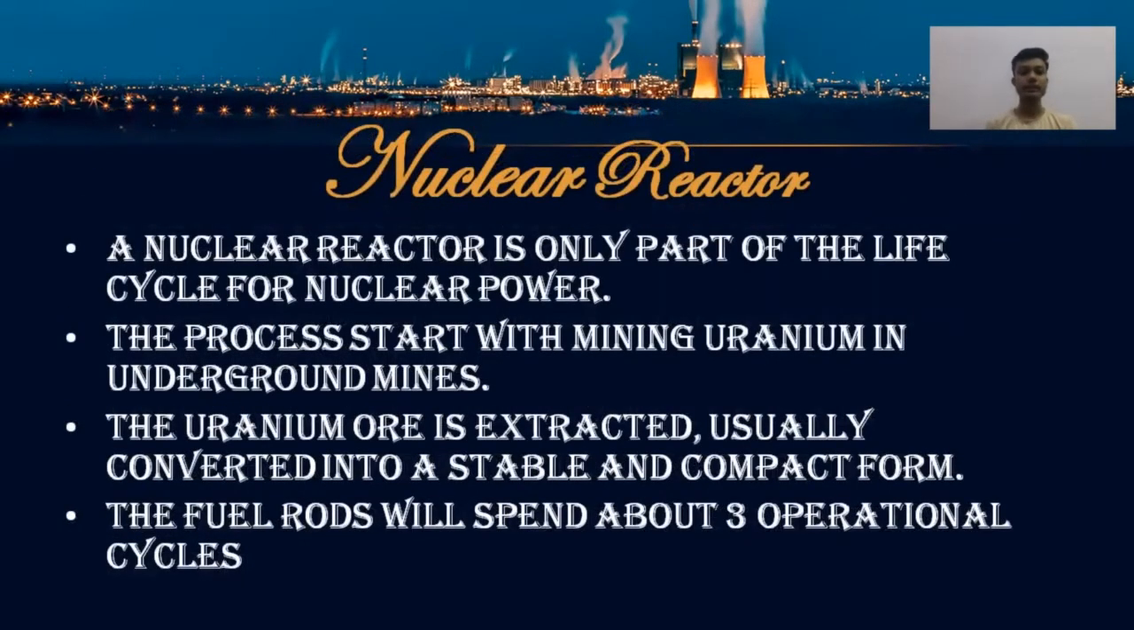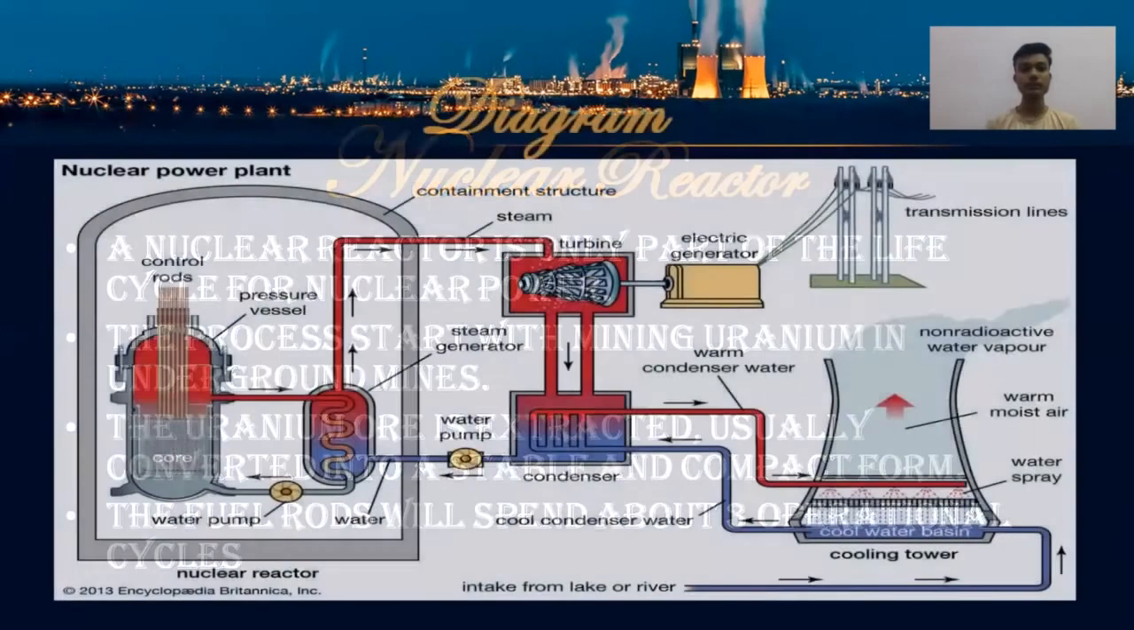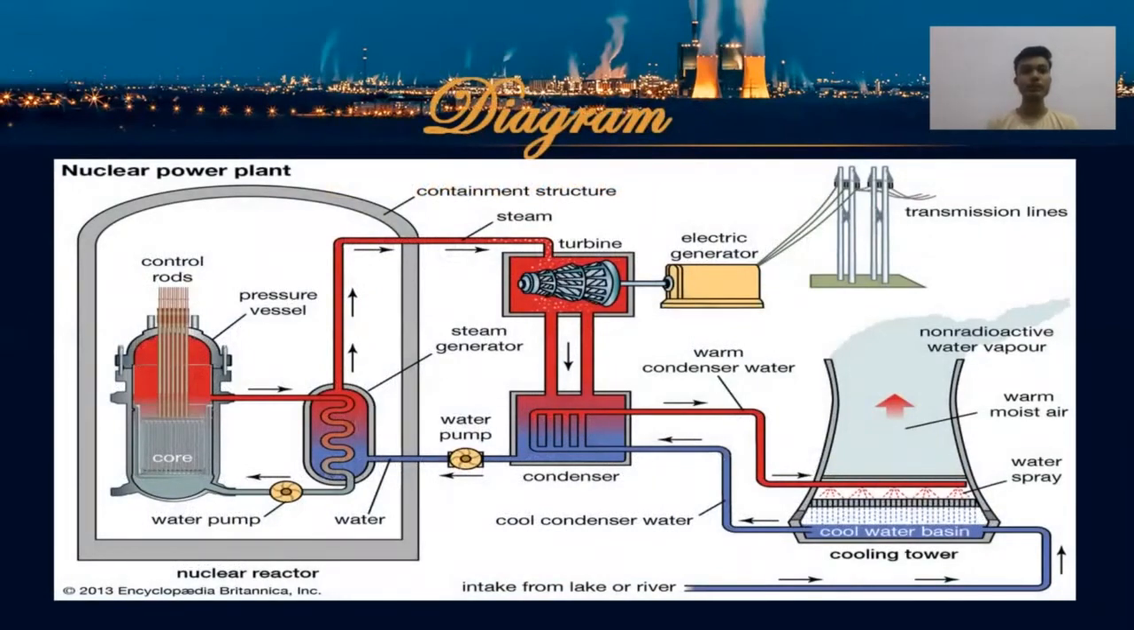Now we'll talk about nuclear reactor. Nuclear reactor is only part of the life cycle of nuclear power. The process starts with mining uranium in underground mines. The uranium ore is extracted, usually converted into a stable and compact form. The fuel rod will spend about 3 operational cycles. Here is the schematic diagram of a nuclear power plant. Basically, it consists of the following parts: cooling tower, electric generator, condenser, turbine, transmission lines, control rods, water pump, etc. On the basis of design, nuclear power plants are of two types: pressurized nuclear power plant and boiling nuclear power plant. So that's it from my side.